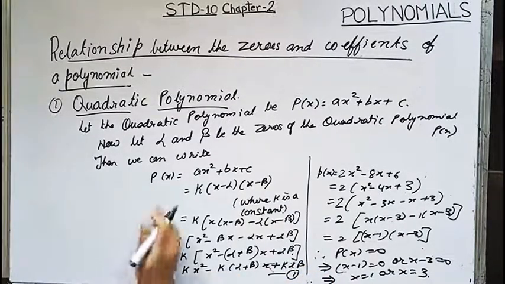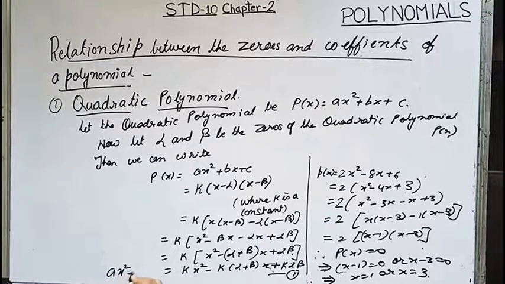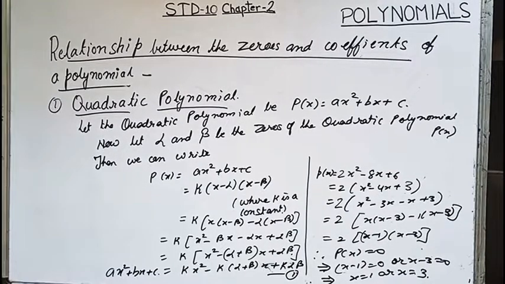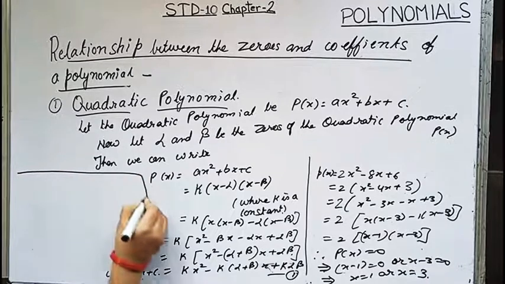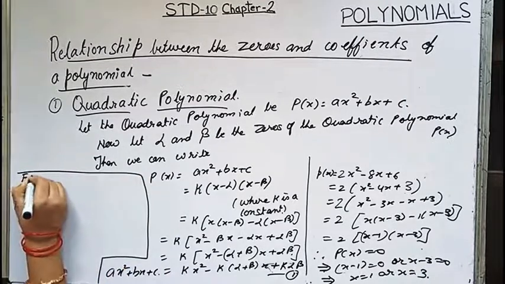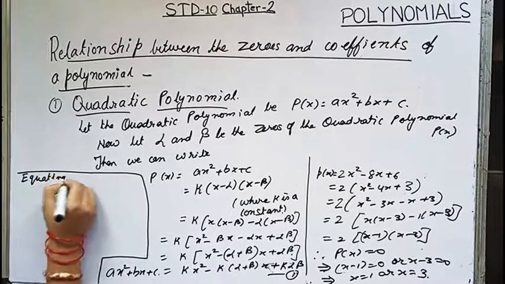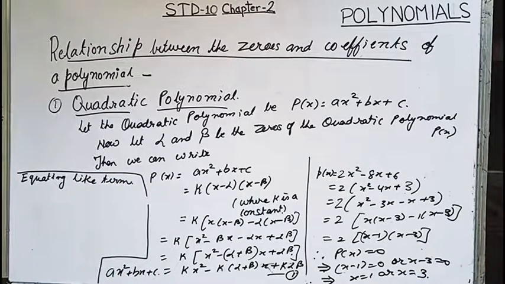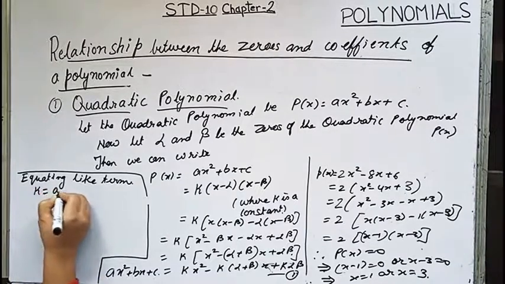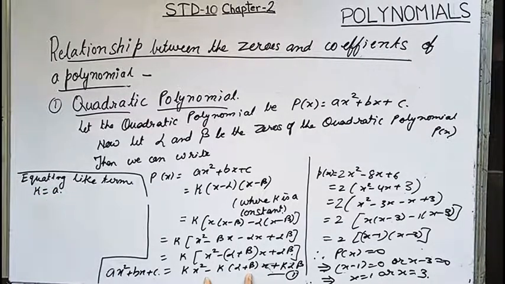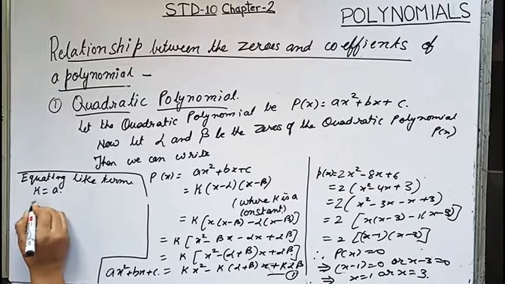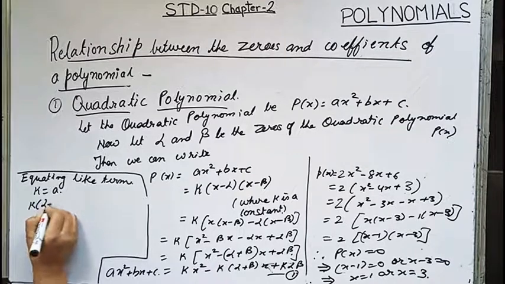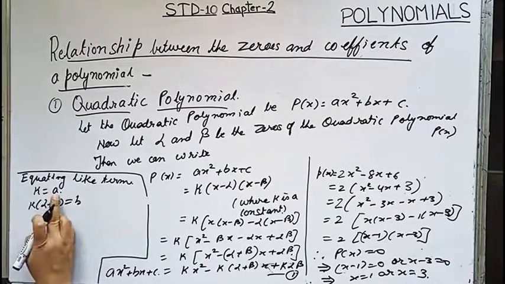Now this p(x) is equal to ax square plus bx plus c. Now we will equate both, I mean the like terms. Equating like terms: the x square coefficient here is k and there it is a, so we get k equals a. Here the x coefficient is minus k(alpha plus beta) and the x coefficient there is b. So I will write k into (alpha plus beta) equals b. Now the value of k is a.